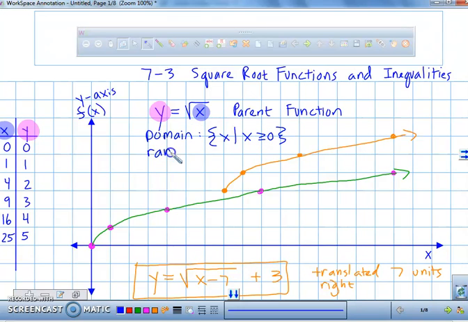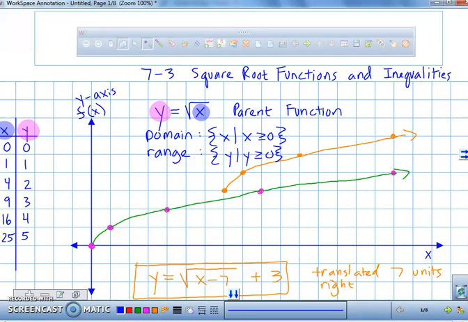What about the range of the parent function? Y such that y greater than or equal to 0. Very good, because all the x values are going what? They're going greater than or equal to 0. All the y values are going greater than or equal to 0. That's how you find your domain and your range.